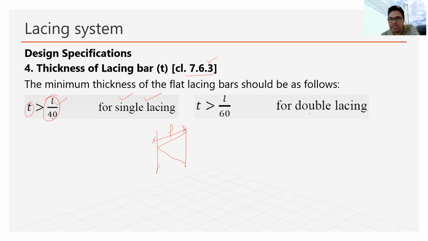In case we are using the double lacing system, it will be more than L by 60. So this is how we find out the thickness of lacing bar. These are the recommendations which are useful for estimating the thickness and the width of lacing bar.